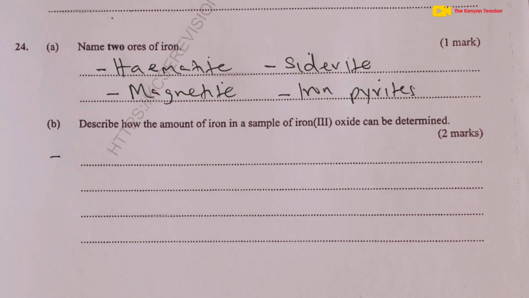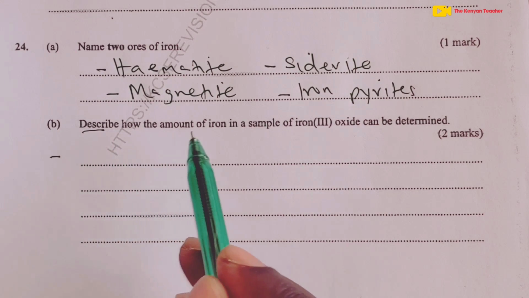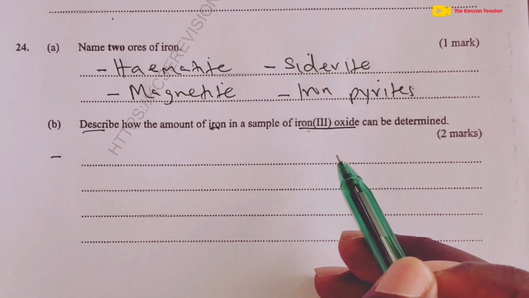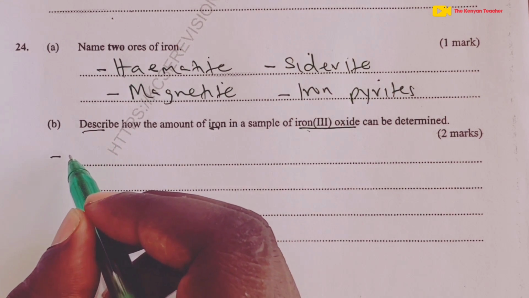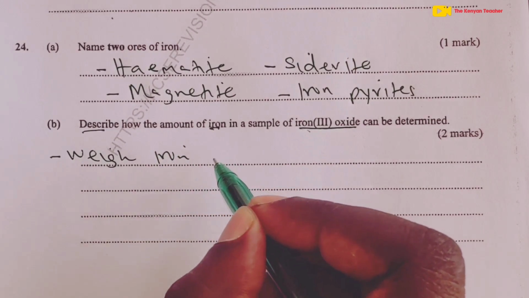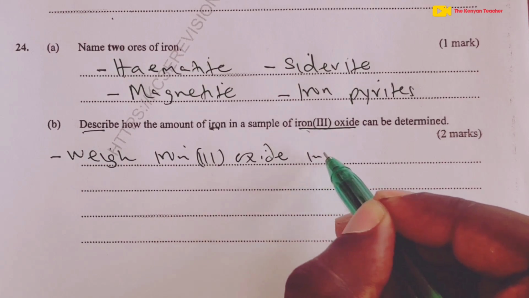Part B tested something on how to know the percentage composition of an ore of iron. So we were asked to describe how the amount of iron in a sample of iron 3 oxide can be determined. So this would involve quite a lot of processes. The first one being weighing. So we shall weigh our ore, weigh iron 3 oxide. Of course, we do so in a crucible.